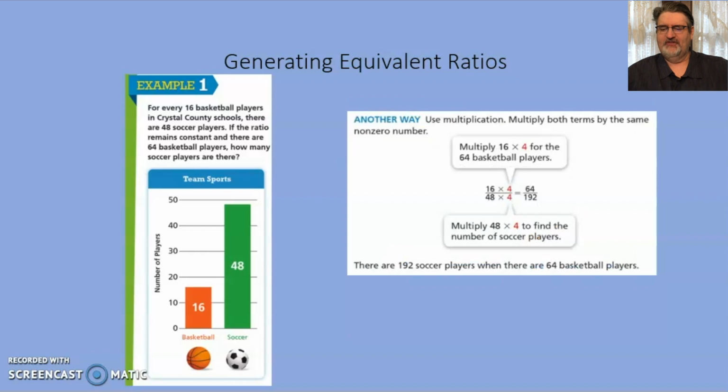Another way is to use multiplication. Multiply both numbers, both terms, by the same non-zero number. So 16 times 4 gives you 64 basketball players. 48 times 4 gives you 192 soccer players. Both of those we multiplied by 4. So again, there are 192 soccer players when there are 64 basketball players.